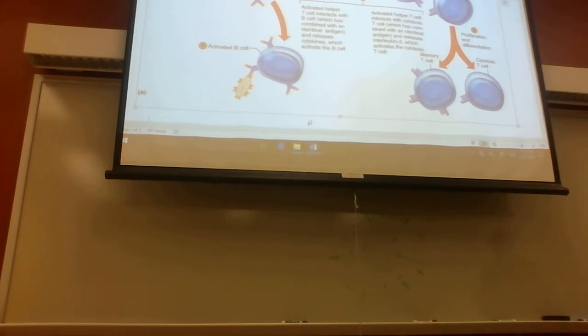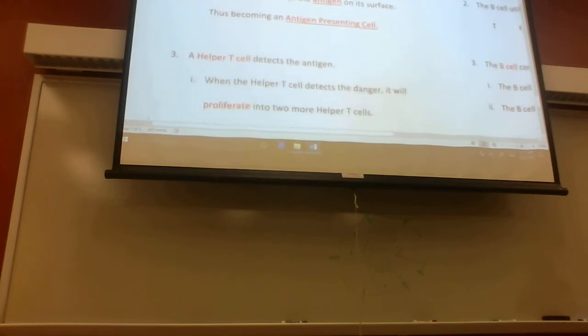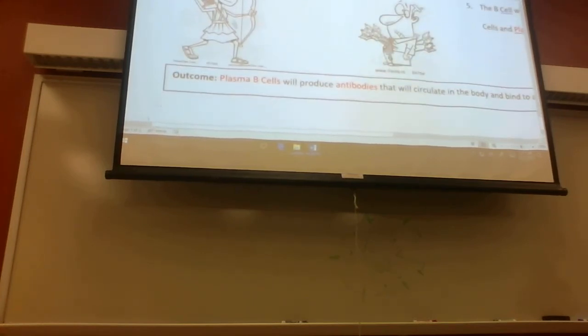Does that make sense? So in the picture, we go down to our outcome. Plasma B cell, this is your plasma B cells, this girl. This man is your pathogen, and the arrows are the antibodies. So you can see here, the arrows are what kills him. She doesn't kill him directly, her arrows do. Does that make sense?